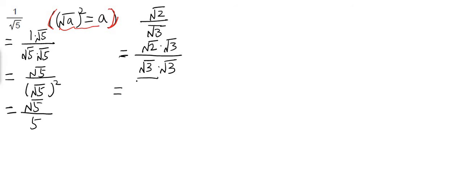And the numerator is gonna be 2 times 3, and the denominator is gonna be square root of 3 squared. We have what? Square root of 6. Right, 2 times 3 is square root of 6, and the square root of 3 squared, following this formula, equals a, that is 3.